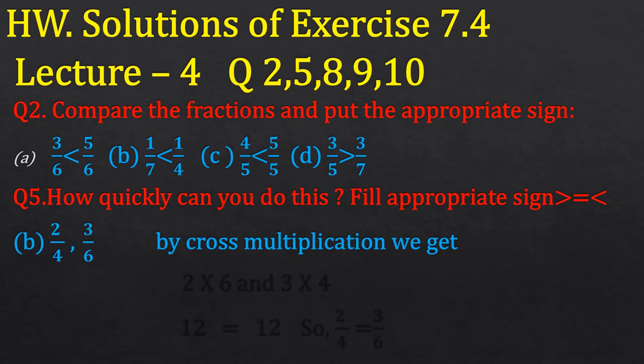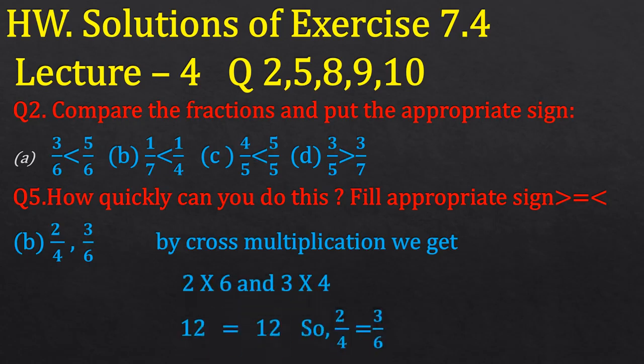And when we have unlike fractions, how can we compare them? We compare them by cross multiplication. So 2 multiplied by 6 and 3 multiplied by 4. 2 sixes are 12, 3 fours are 12. Both are equal, so both the fractions are equal.